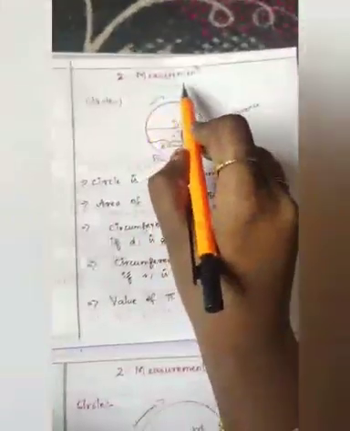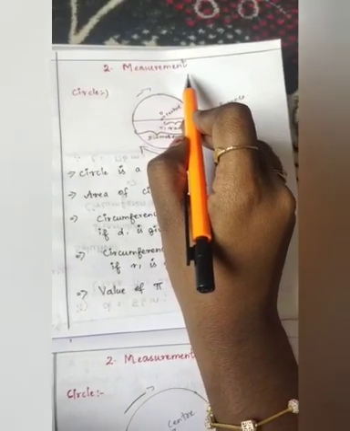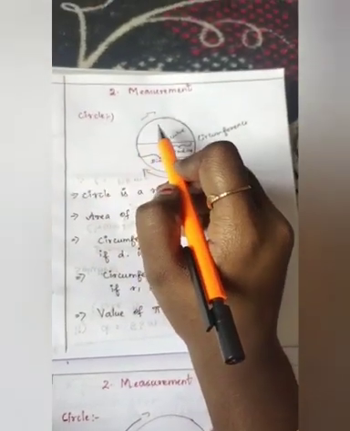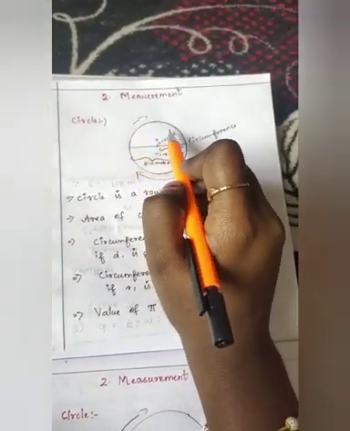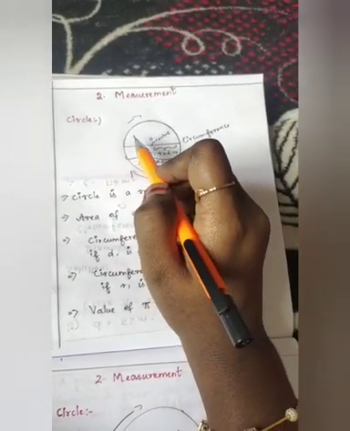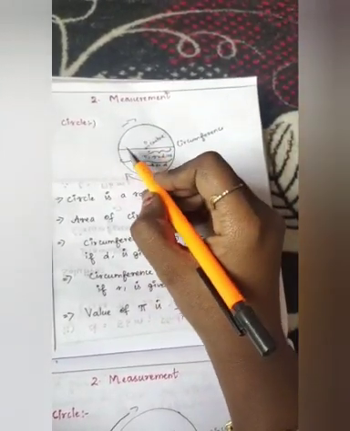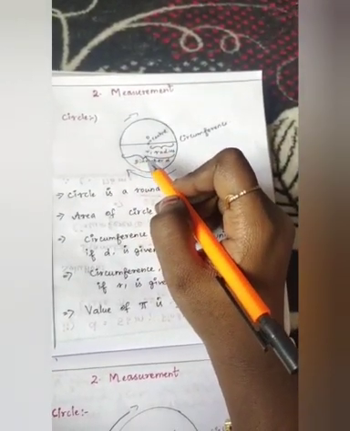This is our chapter 2 and the name of our chapter is measurement. In this we are going to learn briefly about the circle. Initially you people know the shape of the circle, and it will have some key measures.